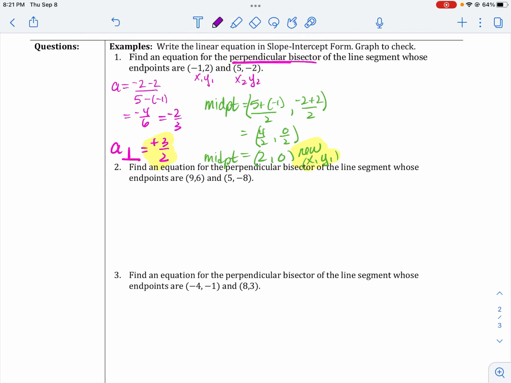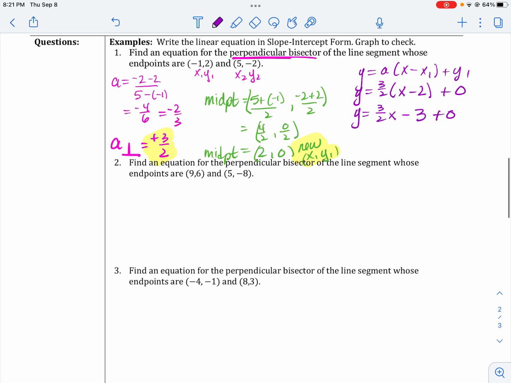So then we go to our equation, y equals a times x minus x1 plus y1, and we substitute the values that are highlighted. y equals 3 over 2 times x minus 2 plus 0. y equals 3 over 2x minus 3 plus 0, and then just for kicks and grins, we'll cancel that. y equals 3 over 2x minus 3. This is our perpendicular bisector.